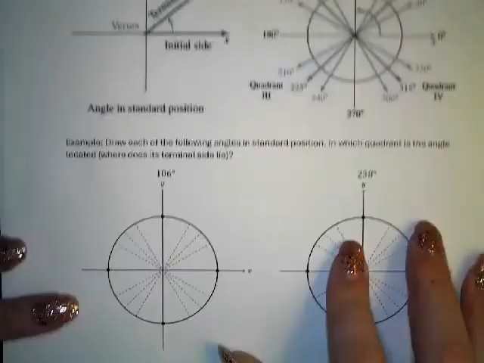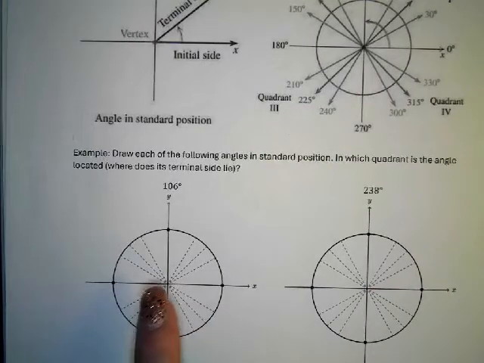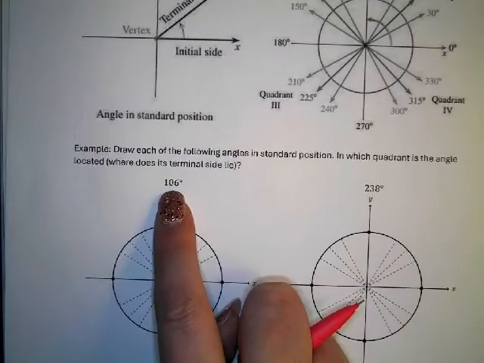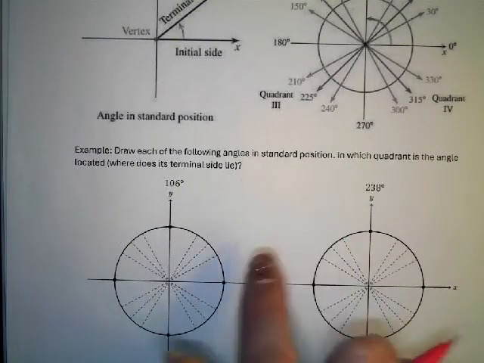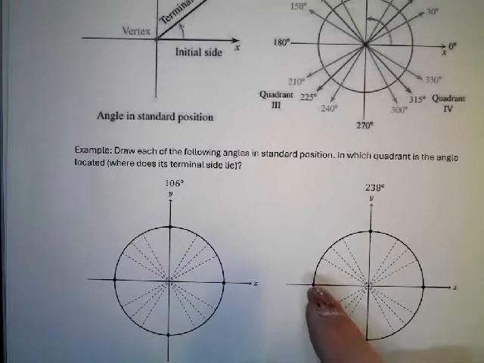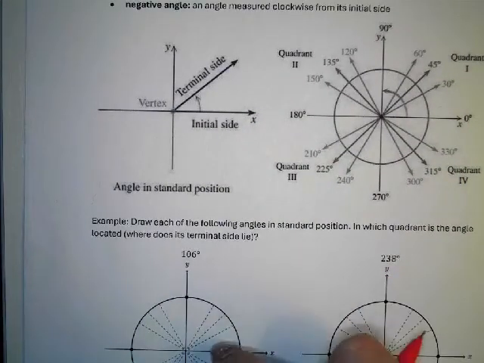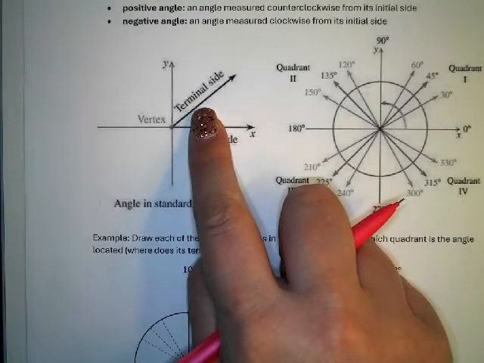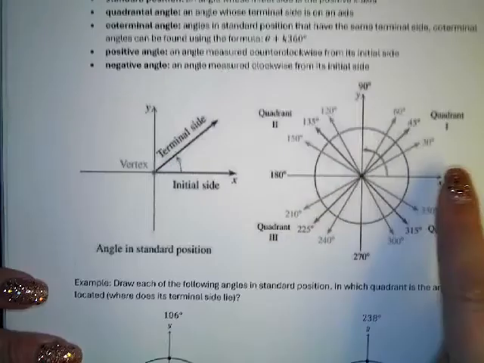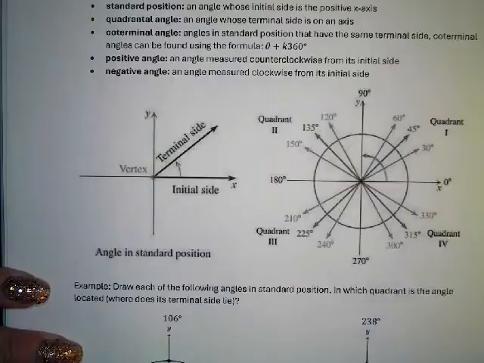All right, so to start with, we're just going to draw some angles, and you can use this as a reference to help you. It says draw each of the following angles in standard position, and then asks which quadrant the angle is located. And typically when we ask where an angle is located, we're not asking where is the entire angle located, we're asking where that terminal side ends up. And we're asking which quadrant. So we have quadrant 1, quadrant 2, quadrant 3, and quadrant 4.